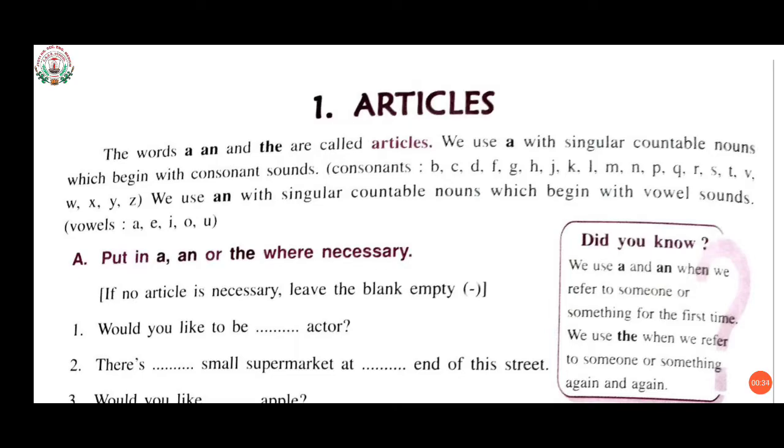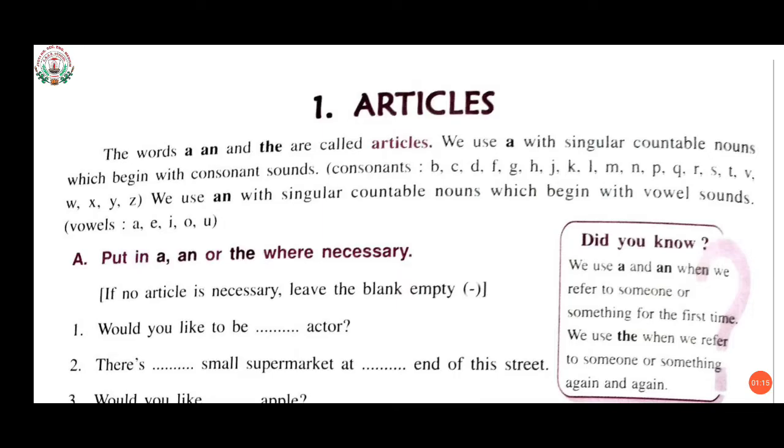For students, I would like to start with the definition of an article. What is an article? Articles are words that define a noun. Mainly articles are the words a, an and the, and they come before a noun. What I said, articles are words that define a noun. Mainly articles consist of the words a, an and the, and usually they come before a noun.